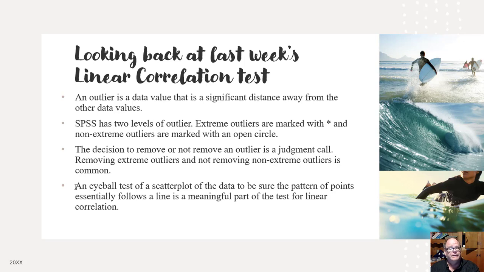And then my last comment on last week's linear correlation test: an eyeball test of a scatter plot of the data, like we just did, to be sure the pattern of points essentially follows a line, is a meaningful part of the test for linear correlation. You don't want to just look at the correlation coefficient. You want to look at the scatter plot and check with an eyeball test whether or not the data values on the graph are generally following a line.